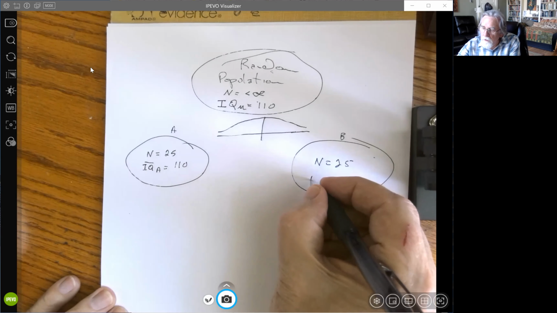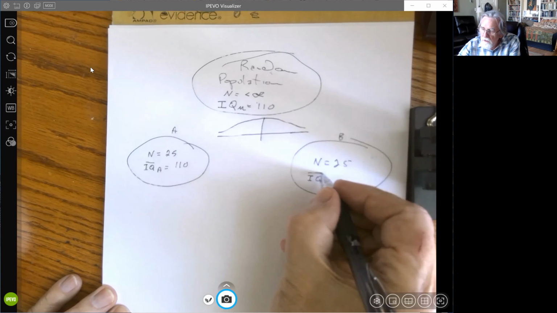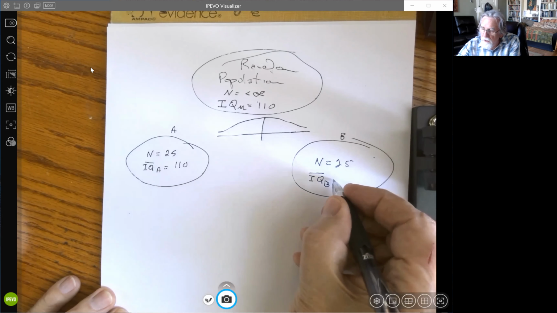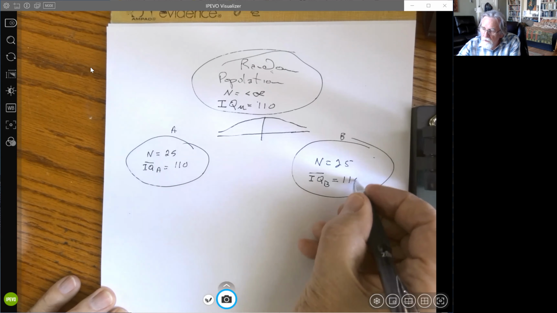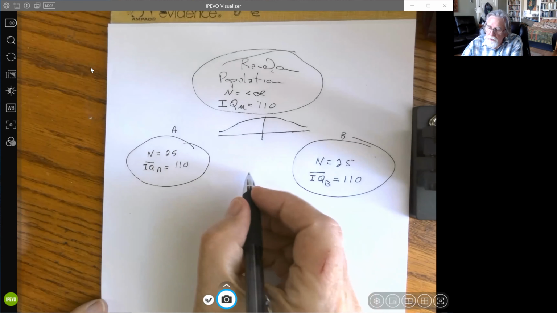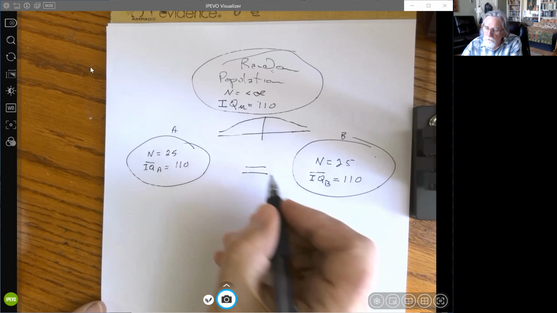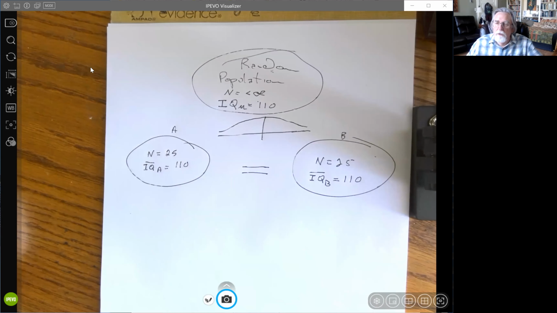And we also know, because once again group B is a random group, that it also has an IQ that we would estimate at 110. Now these are estimates, we're not measuring or anything, we're just saying if we pick random samples, they should be representative of the population. In this case, they should have an average IQ of 110. And making that assumption about normality and randomness, we can assume that these two groups are equal to begin with. A and B are equal to begin with.